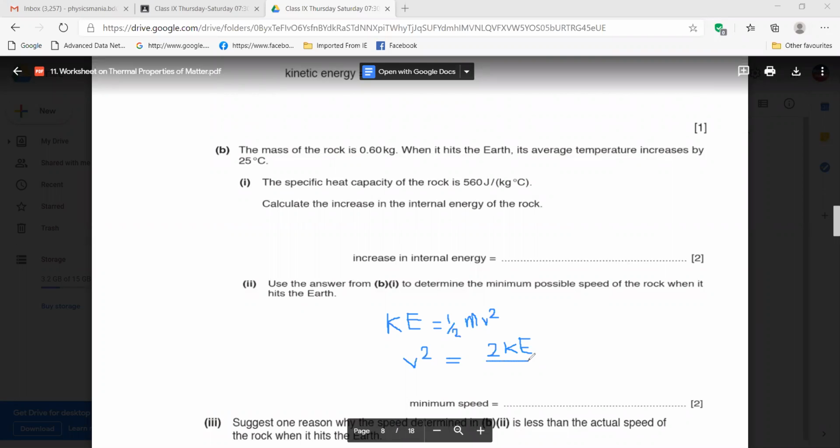2KE by m we can write. Then still we are not getting the formula. The formula is for speed only, not speed squared. That's why you should write speed here. Then v equals the square root of 2KE by m.